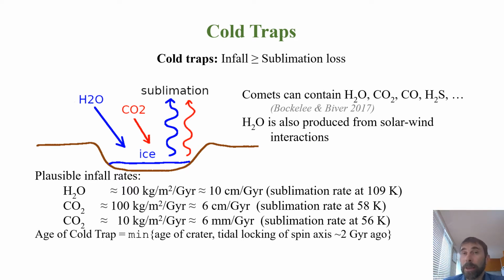Now, over what time do they accumulate? Well, it's either the age of the crater, or it's the time since that area is permanently shadowed, and that's at most 2 billion years or so, when the moon was tidally locked into its current spin axis state. The PSRs are definitely not much older than that.